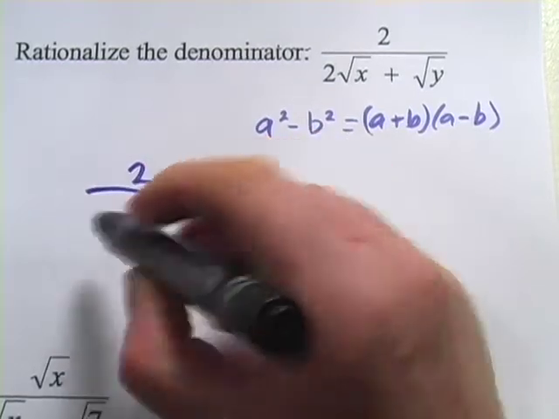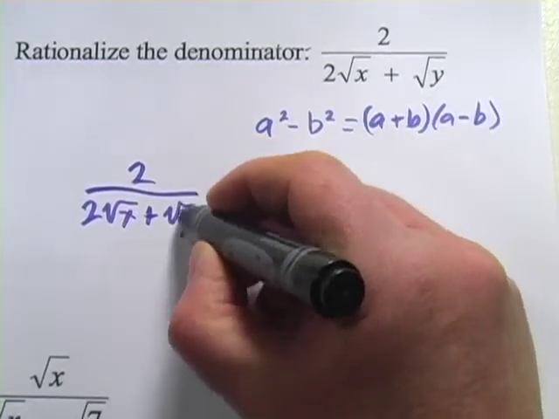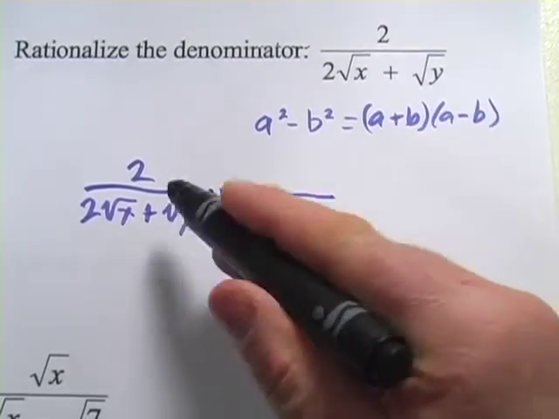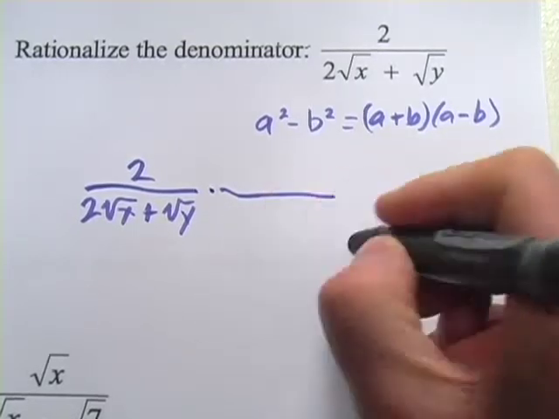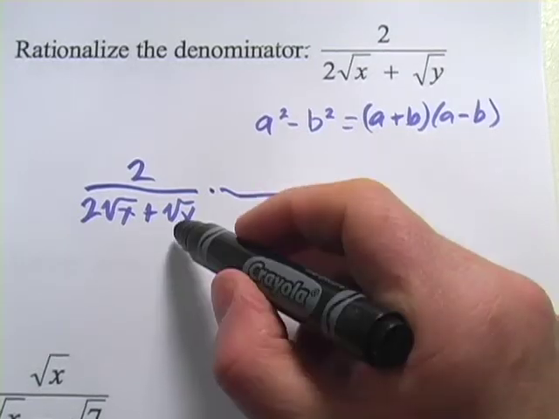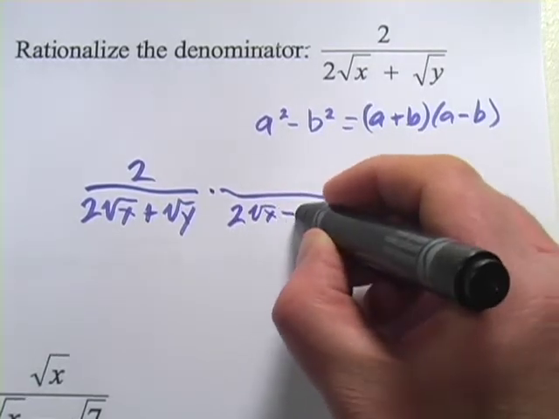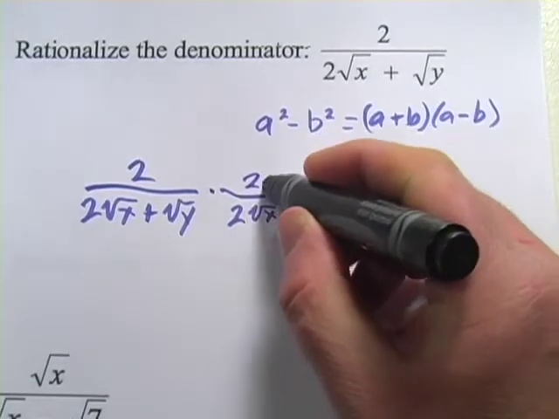So we have 2 over 2 times the square root of x plus square root of y. We're going to multiply that by a fraction that's equivalent to 1. So we're really not changing the value of this. We're just multiplying by 1. But this fraction we choose is the conjugate of the denominator over that same quantity. And that conjugate is 2 times the square root of x minus square root of y, just changing the sign in between. Top multiplied by the same thing.